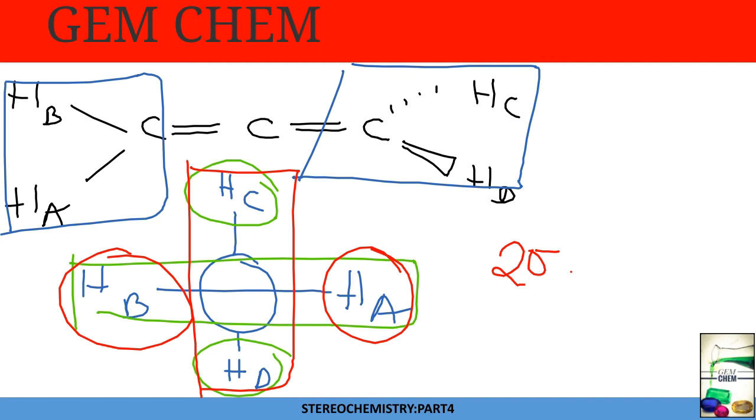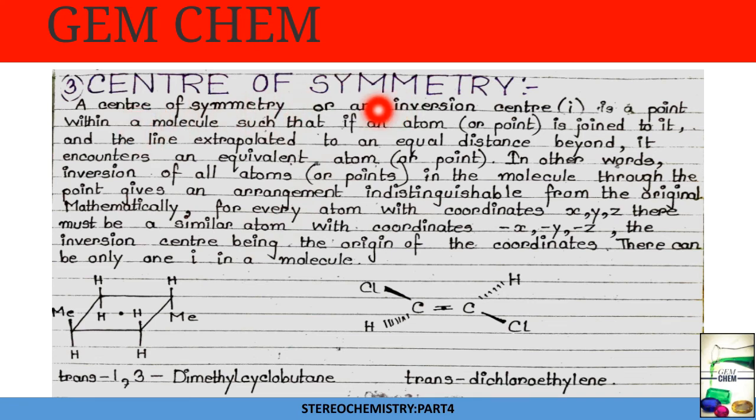Now, the third one we are going to deal with is center of symmetry. A center of symmetry or an inversion center is a point within a molecule such that if an atom or point is joined to it, it encounters an equivalent atom. In other words, inversion of all atoms in the molecule through the point gives an arrangement indistinguishable from the original one. Simply speaking, if we see the example, here is a point and here is the point.